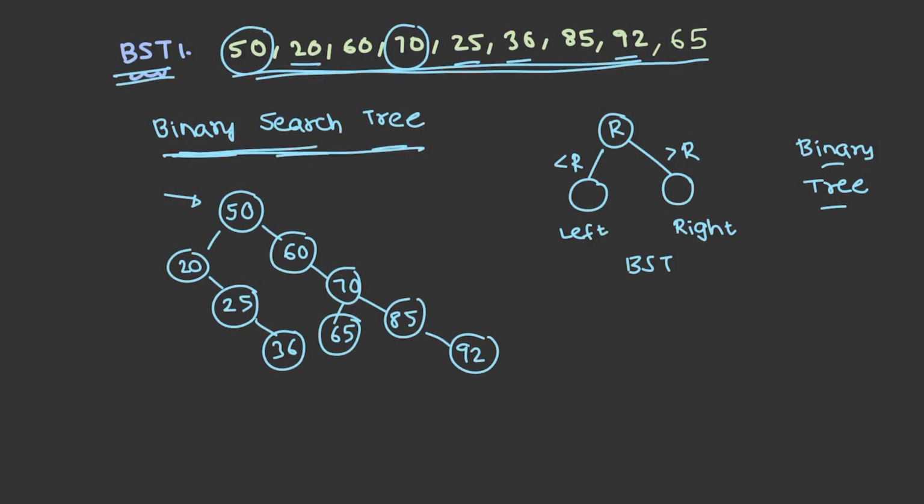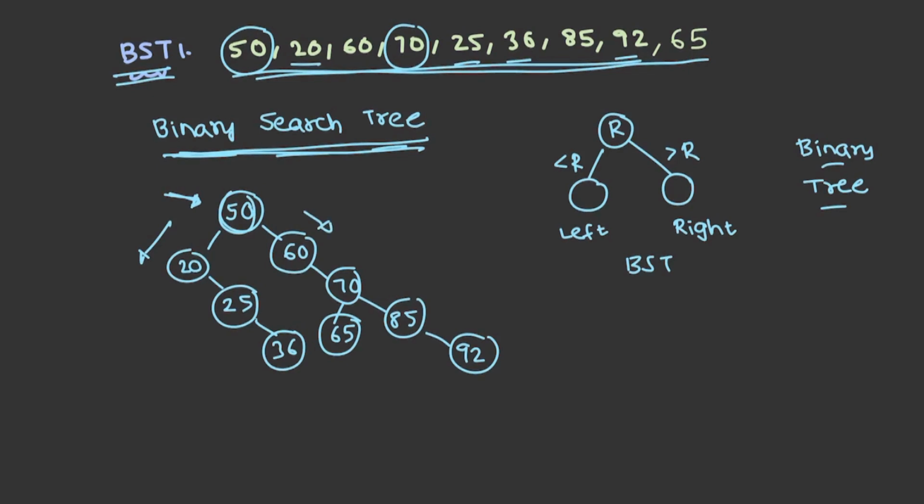There can be questions on binary search trees asking whether the tree structure is valid or not. Then you have to check whether it follows all the rules. Starting from the root, all the elements on the left side are less than the root element and all the elements on the right side are greater than the root element.